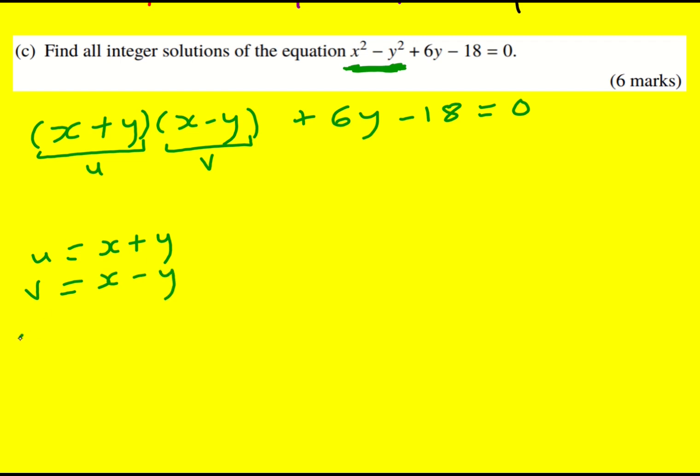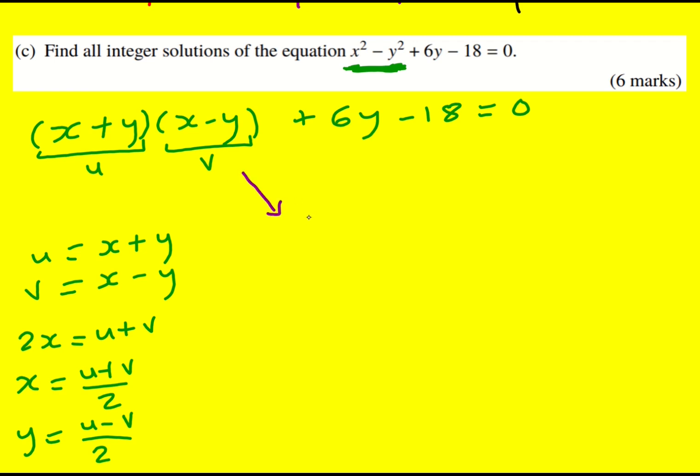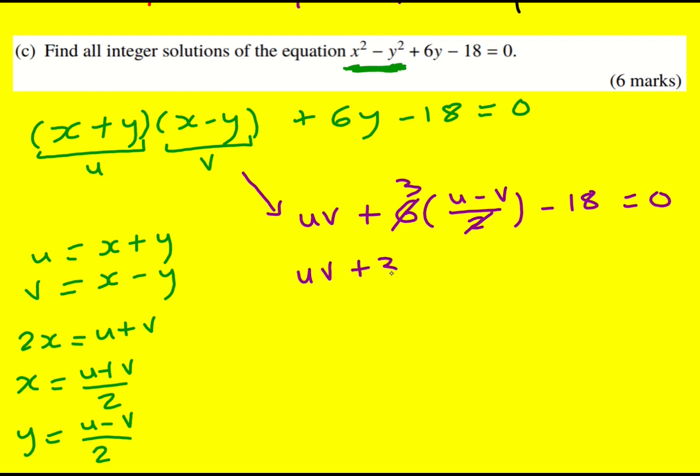If I add them together, I'm going to get 2x is equal to u plus v. So x is u plus v over 2. And if I minus them in a similar sort of way, I'll get 2y is u minus v, and then divide by 2, u minus v over 2. Because what happens then is that this equation is going to become uv, which is looking recognizable now, plus 6 times u minus v over 2 minus 18 equals 0. The 6 and the 2 cancel, leaving us 3, and we're left with uv plus 3u minus 3v minus 18 equals 0. This is the exact equation from part B.